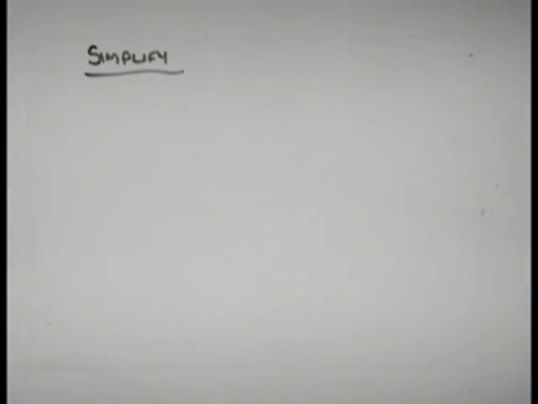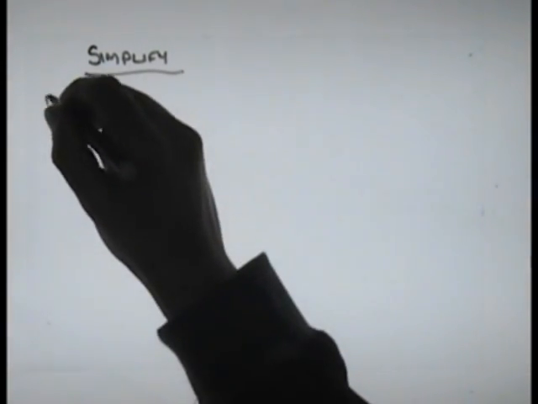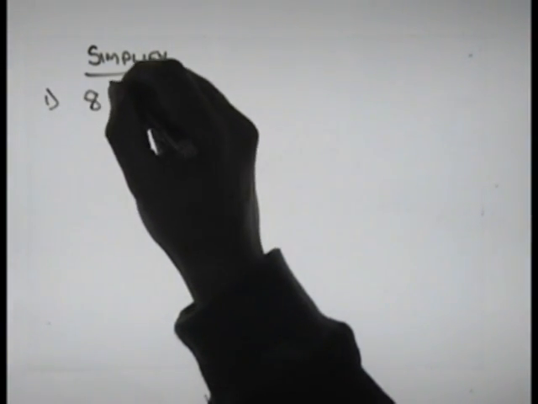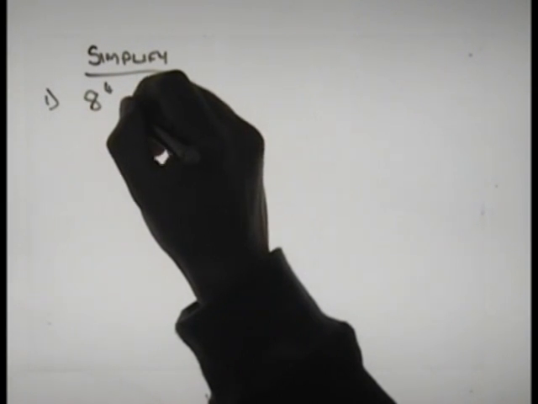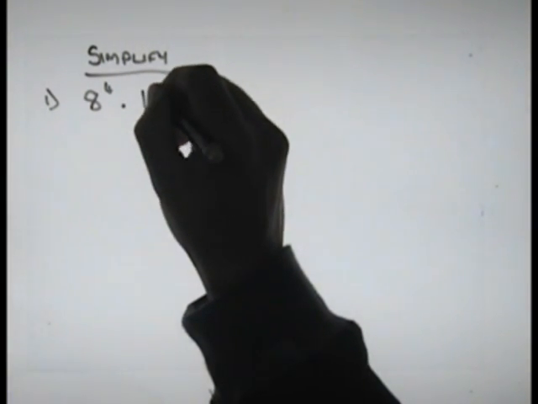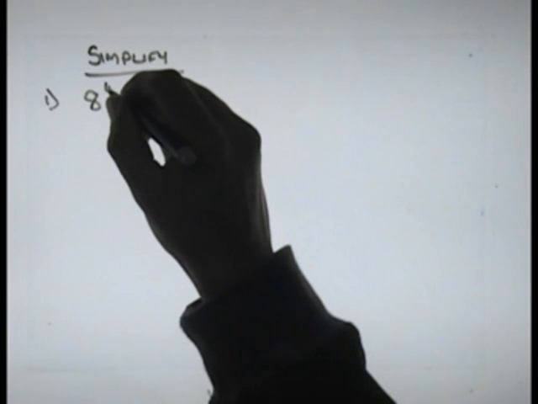Welcome back. The first few that I gave you to do was simplify. I wanted you to break down the expression into its simplest form. The first one read 8 to the power 4 multiplied by 16 to the power 3.